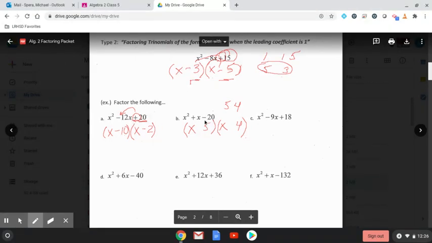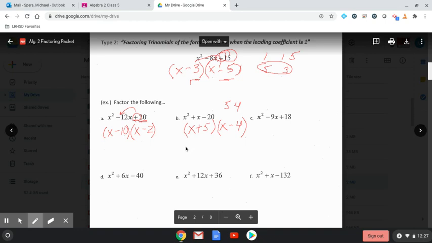When the last sign is negative, like we have here in B, the signs inside our parentheses are going to be different. The reason why 5 is going to be positive and 4 is going to be negative is because when we add 5 and negative 4 together, 5 minus 4, that's how we get plus 1x. When you multiply 5 and negative 4, you get negative 20. But assigning the correct signs is significant for this middle term.